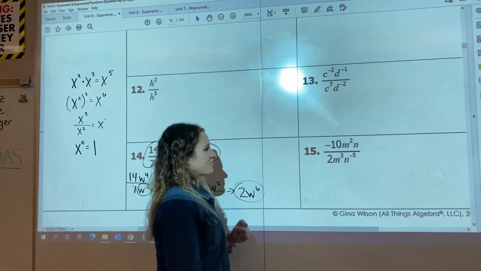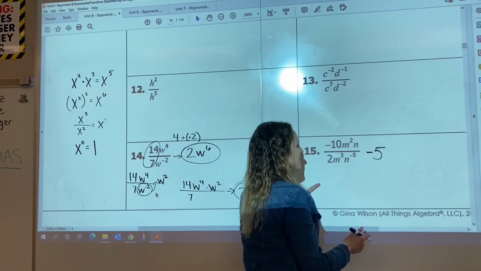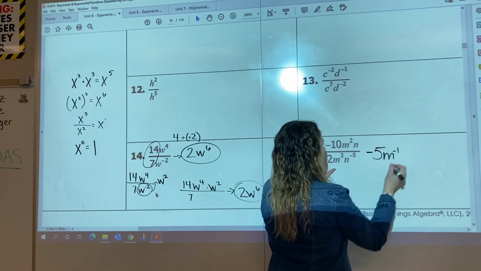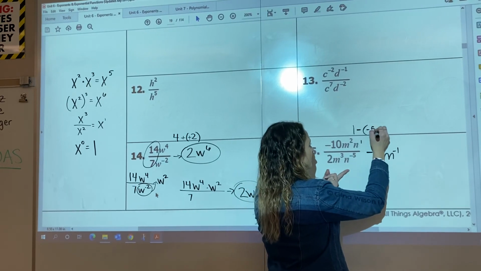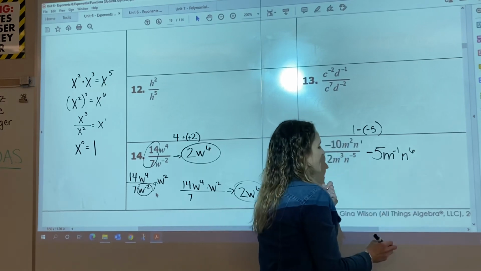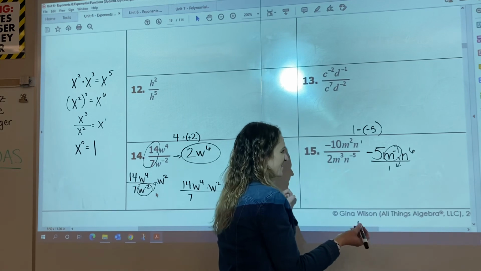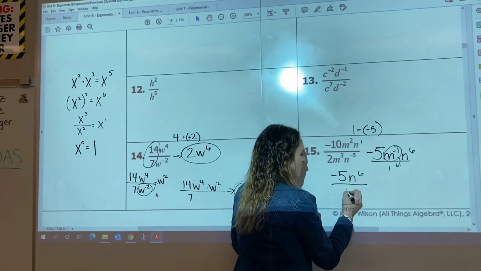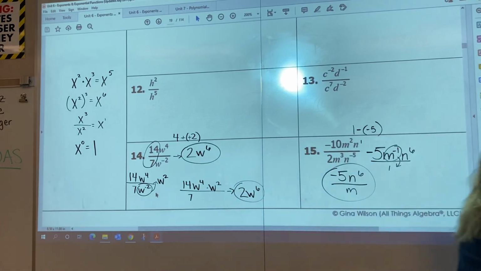Let's look at this one. Negative 10 divided by 2 would give me negative 5. Now I'm going to subtract down. 2 minus 3 would give me negative 1. 1 minus negative 5 would give me a positive 6. I know I can't have a negative exponent, so I need to send him into the denominator, leaving me with negative 5 n to the 6th over n. All done with those.